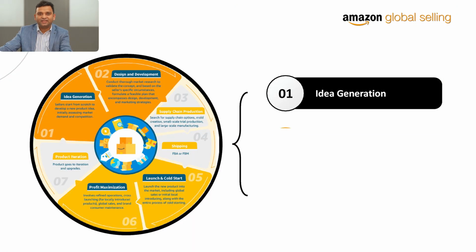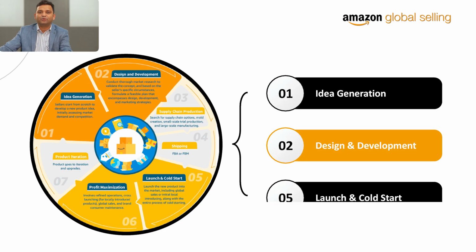Once this phase is over, again, whatever the input that the seller has received from the whole of the flywheel, they can use in the next phase of idea generation. Based on the learning from this whole product iteration, this will feed into the next cycle of design and development and idea generation, and the flywheel goes on. In this session, we will deep dive into three sections of this flywheel: the idea generation, the design and development, and launch and cold start phase.